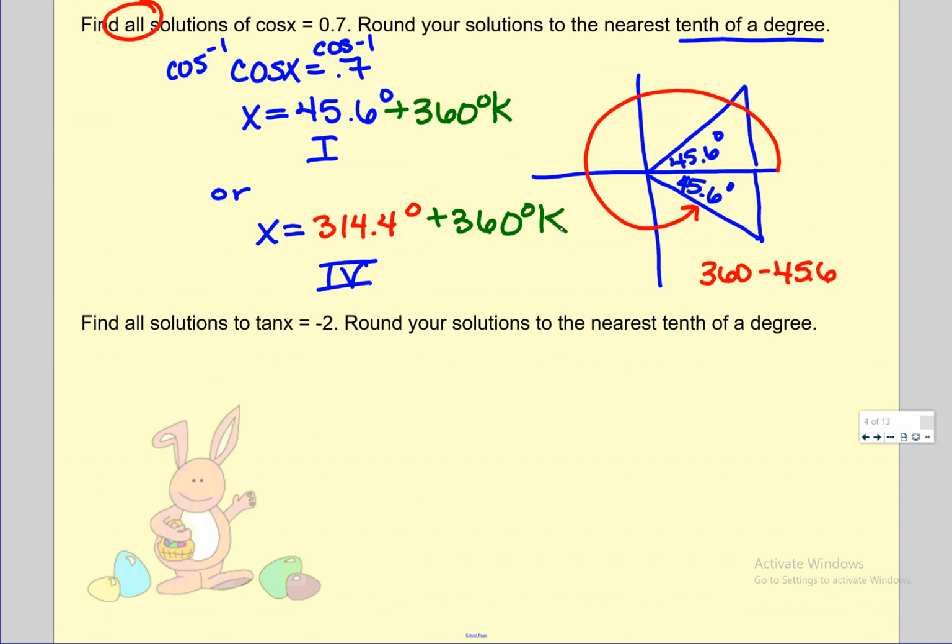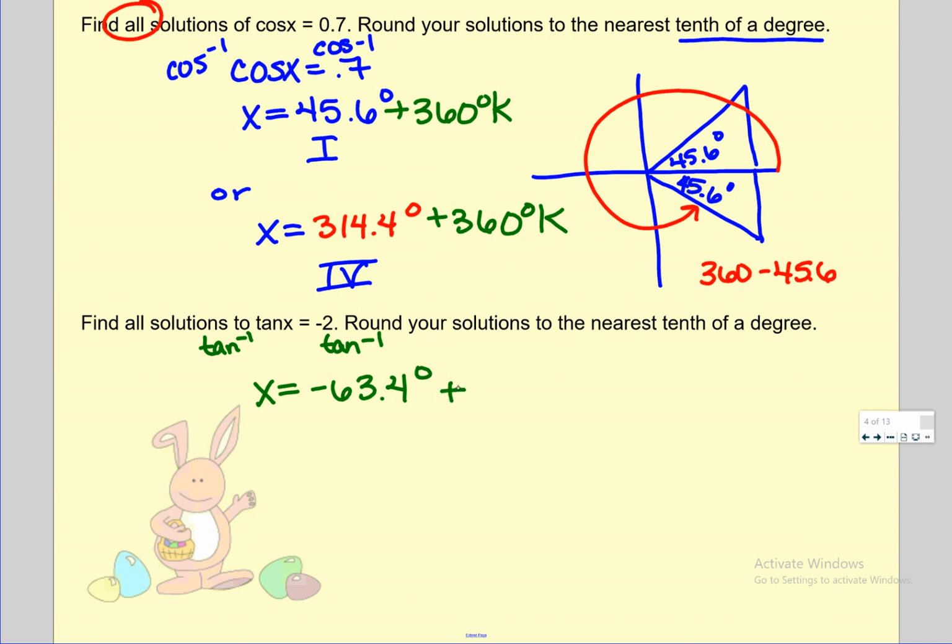Right. Okay, so let's try the next one. Very similar. Find all solutions to tangent of x equals -2. So again, not something that we have on our unit circle, so we need the calculator. We're going to do inverse tangent on both sides. So the inverse tangent of -2 to the nearest tenth of a degree gives me -63.4 degrees.